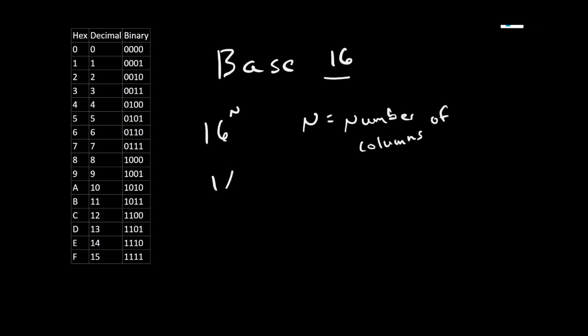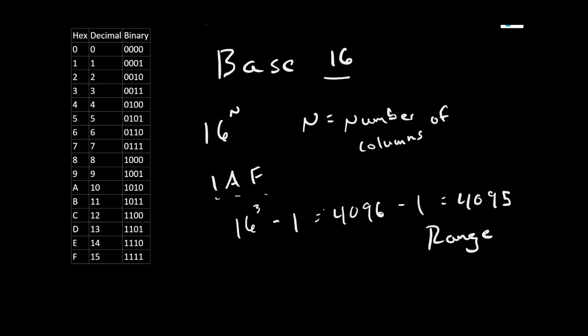So let's say we have 1AF. We're not going to worry about the value of 1AF, but let's talk about, because it's a 3-digit value in hexadecimal, how big its range could possibly be. So we're going to have 3 columns, right? So 16 cubed is going to be the number of possibilities, minus 1 will equal the range. 16 cubed, I believe, is 4096. And you have to subtract 1 to get the range. So 4095 equals the range of a 3-digit hexadecimal number.